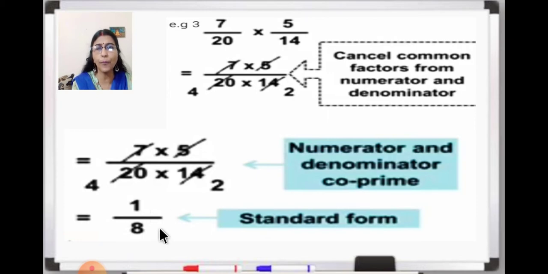So they are co-prime, and this is the standard form, or you can say this is the simplest form. So we have to bring it to the simplest form. So the answer is 1 upon 8.